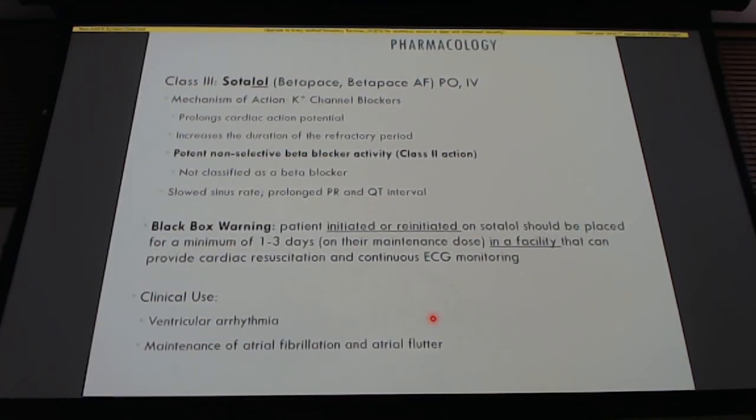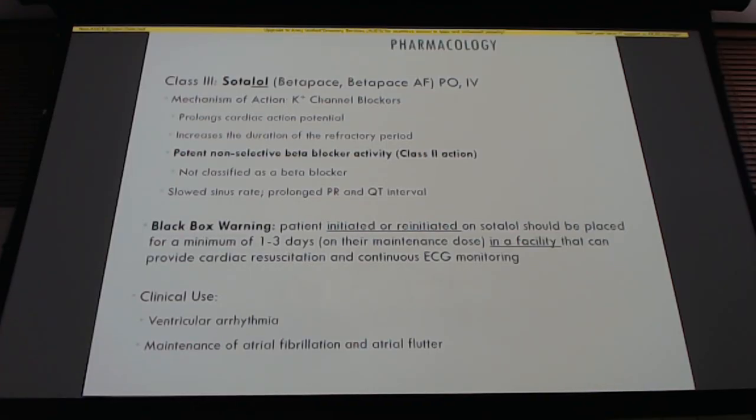Sotalol, remember, this was our one that we will remember as a beta blocker, but it's in our class 3. Okay? So it has both of those effects, but more pronounced and more effective when we're looking at this as our class 3, when we're looking at our Vaughan Williams. So potassium channel blocker is kind of where you're seeing it. You do see that I have that non-selective activity with my sotalol, but again, when we're talking about our Vaughan Williams classification, this goes into class 3.